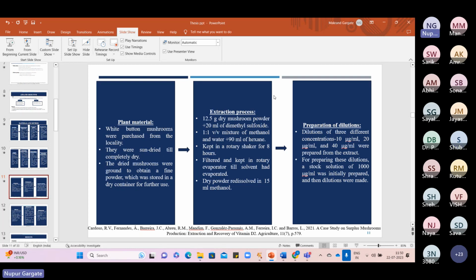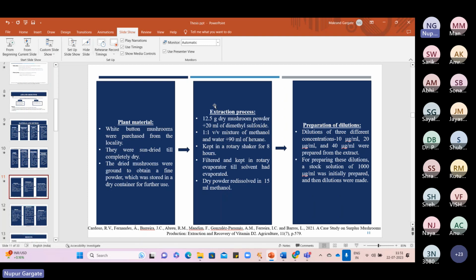Yeah, ma'am. So actually, before the extraction process, we had done molecular docking, right? And at that time, I came to know that vitamin D or ergocalciferol had the highest binding affinity. So our goal was to extract vitamin D in the extract. So for that, I looked up the extraction process which had extracted vitamin D in mushroom.